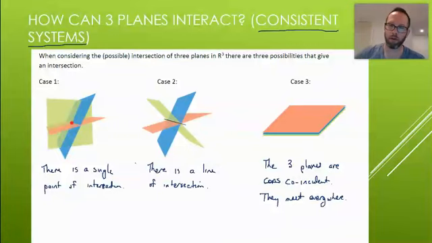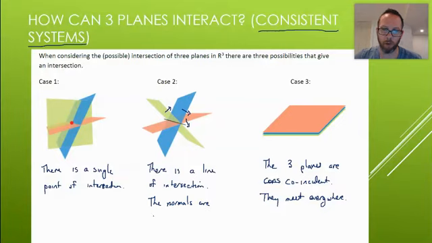So how can we tell which is which when there's going to be a point of intersection and a line? If you look at case two, and if you can imagine the normals, what's cool about this situation is if three planes are going to meet in a line, their normals have to be coplanar. Their three normals will lie on the same 2D plane. So in this case, the normals are coplanar.